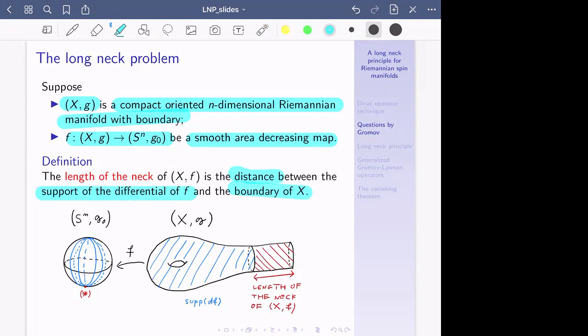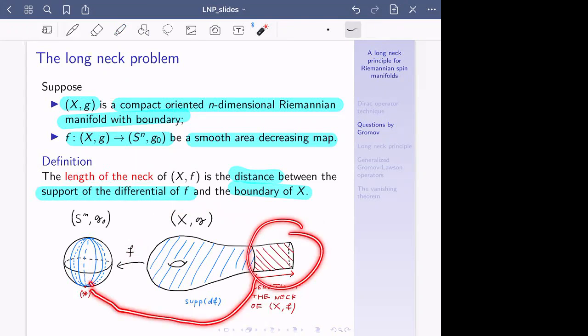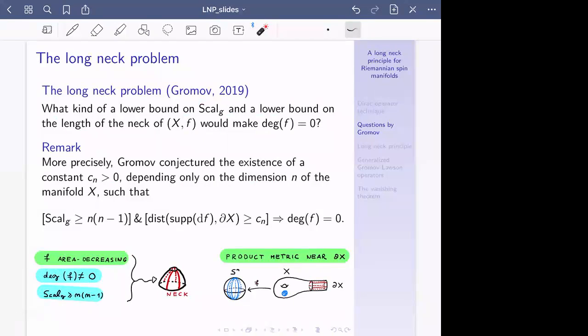So here I drew a picture. This is the manifold X, and the red region is the neck of the manifold. Notice that the neck is mapped through the map F to the base point of the sphere, and the blue region is the support of the differential of F. Notice that if the distance between the support of the differential and the boundary of X is greater than zero, then the degree of the map F is well defined. Now, the long neck problem recently proposed by Gromov consists in the following question: what kind of a lower bound on scal(g) and a lower bound on the length of the neck of (X, F) would make the degree of F equal to zero?